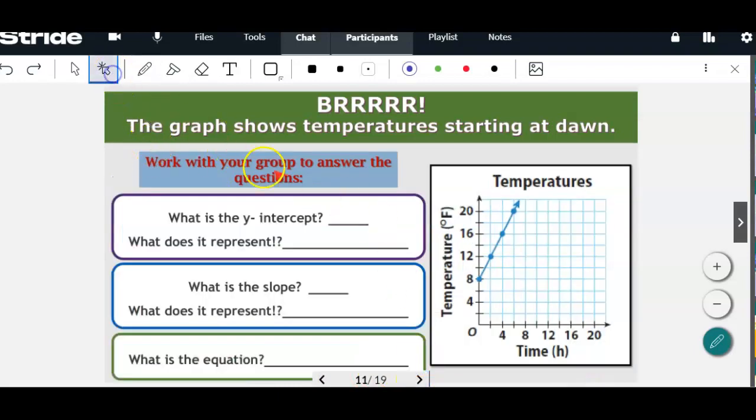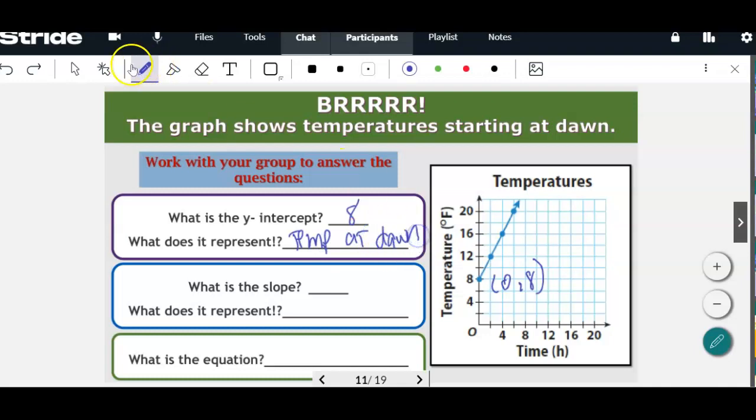All right, so what is the y-intercept here? It's just where it crosses the y-axis, so the y-intercept is 8. Okay, and if you wrote that as an ordered pair, it would be 0, 8. What does this represent? It's the temperature at dawn. Okay, because that's what the problem said.